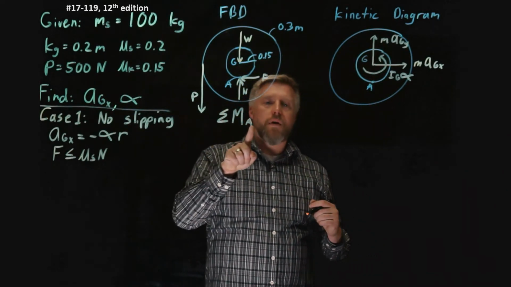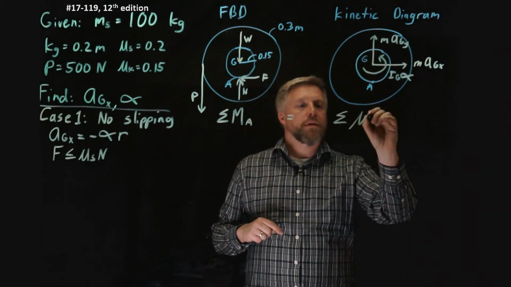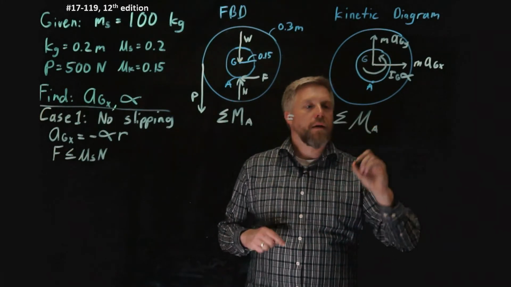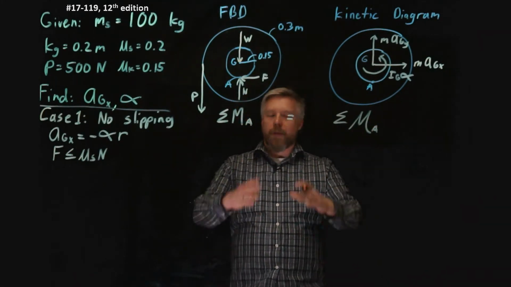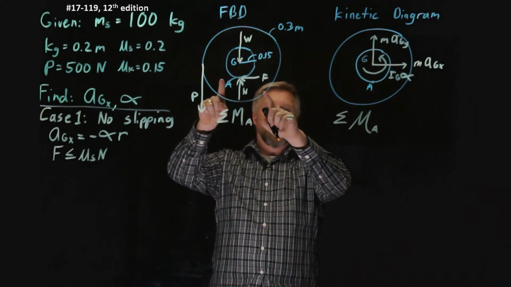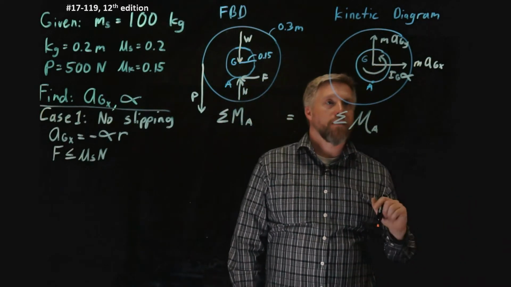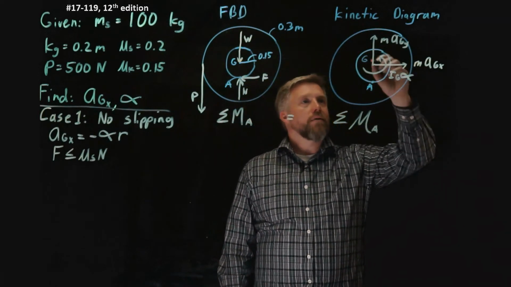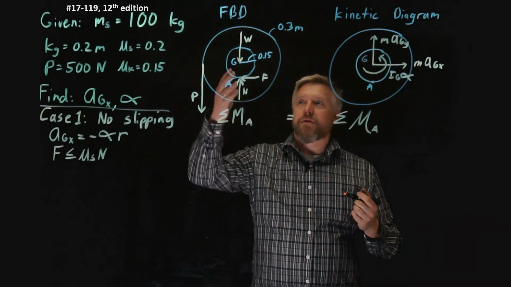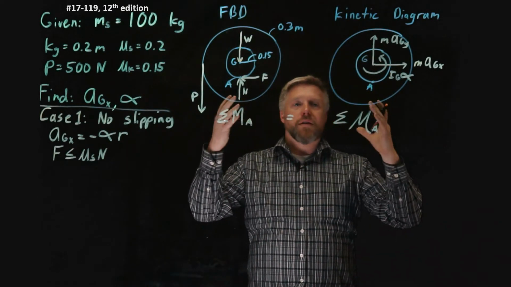The sum of the moments about point A is going to be equal to the sum of the kinetic moments. This is that funny looking M that they use in the textbook about point A. Basically all that means is we're going to look at this as a free body diagram, and we're going to find the moments about that point. Then we're going to look at this kinetic diagram as if it was a free body diagram and as if these pseudo forces were actual forces. Think of it as an equivalent system. These forces are causing this motion. These are equivalent to each other. We're going to look at them in the same way.